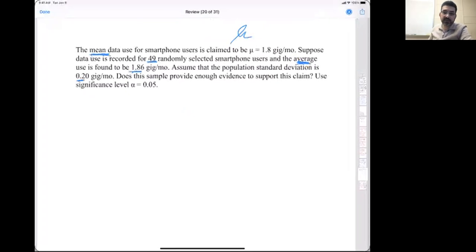Use significance level alpha 0.05. Okay, so again, is this sample a random sample? Yes, because it says what? 49 randomly selected smartphone users, so the sample is random.